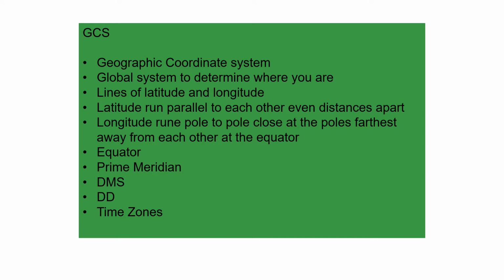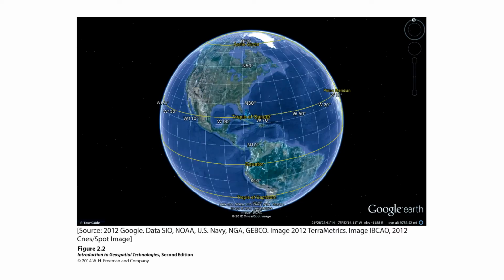The prime meridian is where we start measuring from left to right. We can measure in degrees, minutes, seconds, or in decimal degrees. Time zones loosely follow these to a certain extent. Looks kind of like this.